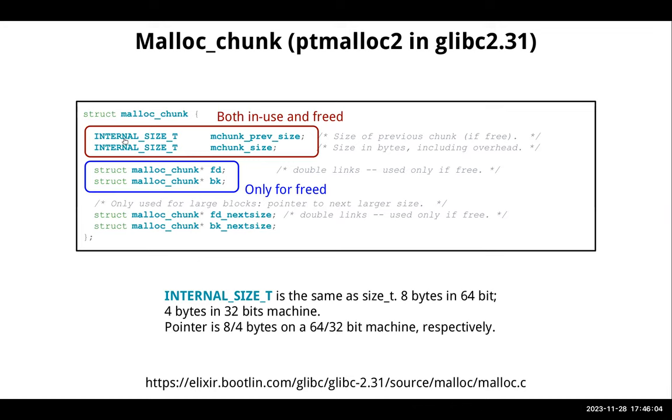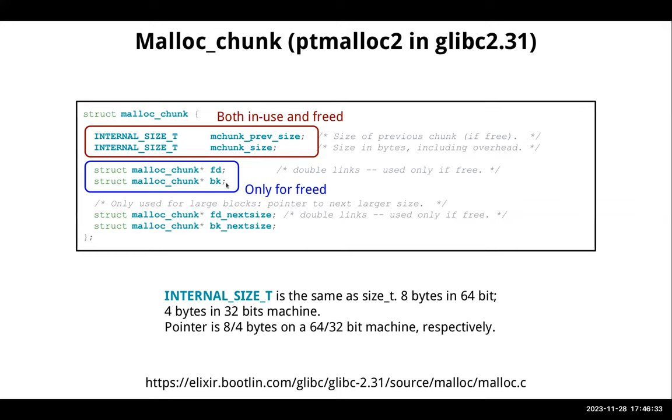First, at the very beginning, it has an mchunk previous size field. This field is always used. Then there is an mchunk size field. Both of those fields are always used. On a 32-bit machine, those fields are just 4 bytes. On a 64-bit machine, both of them are 8 bytes.